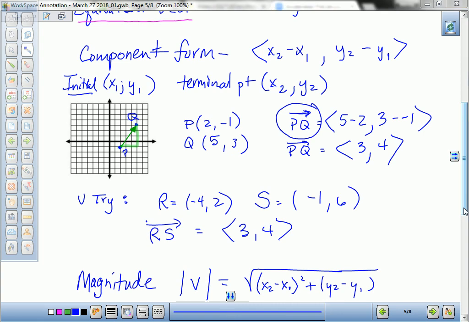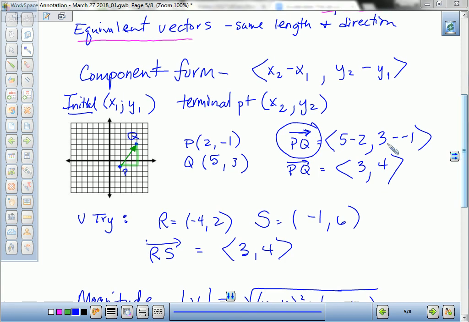Alright, now we said vectors have two things. They have a length and they have a direction. Our word for length is magnitude. Now, if I look at this, this is vector PQ. We went over 3 and up 4. What does this make, folks? A right triangle.